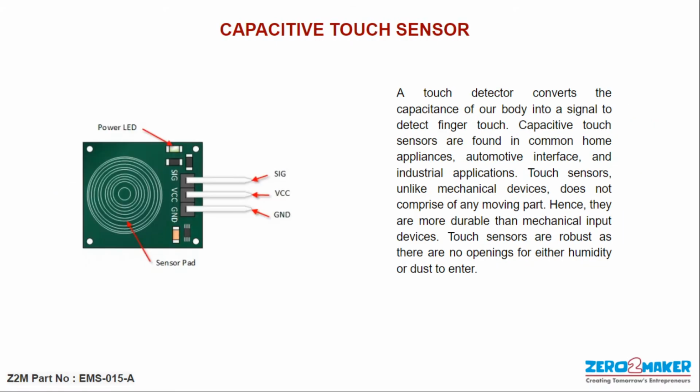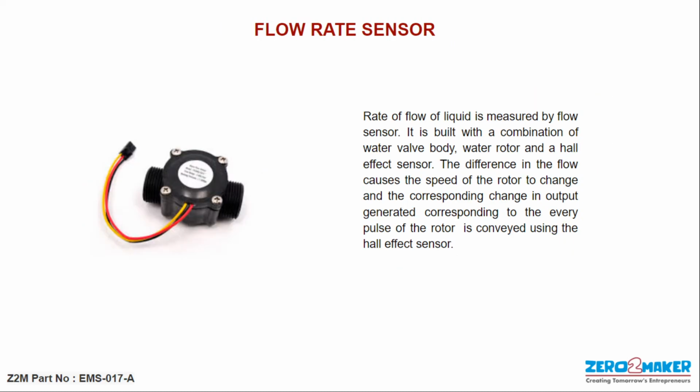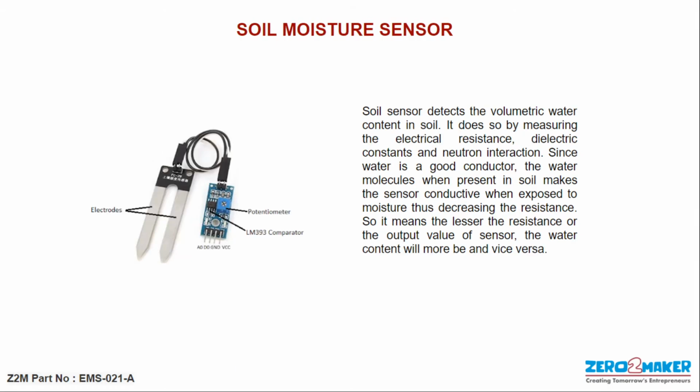This is the capacitive touch. When you touch, it takes it as a signal. This particular sensor pad which you are seeing as a circle is the capacitive touch area where you touch and it gives you the signal. This is the flow rate sensor where you can identify what the flow of the water is, or the air. Through that you can calculate how many liters of water have passed through that particular pipe.